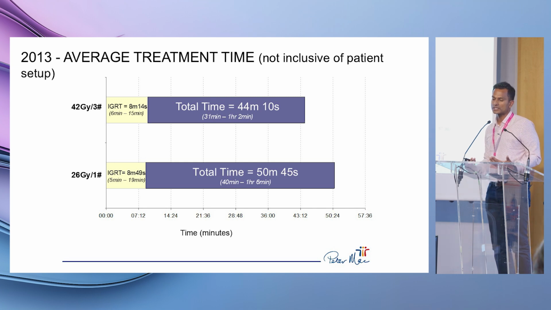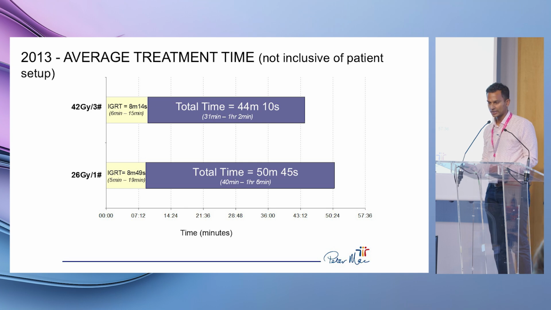So what did this mean for treatment time? 10 years ago, this is what we did for imaging time. The cone beam CT time for a 3-fraction approach was about 8 minutes, and the patient treatment time was 31 minutes up to an hour. So 44 minutes on average in total. For a single fraction, it's about 50 minutes in total. But these are long treatments a decade ago.